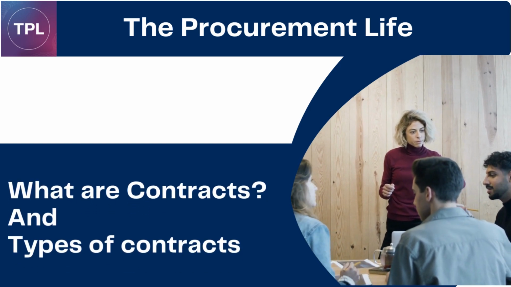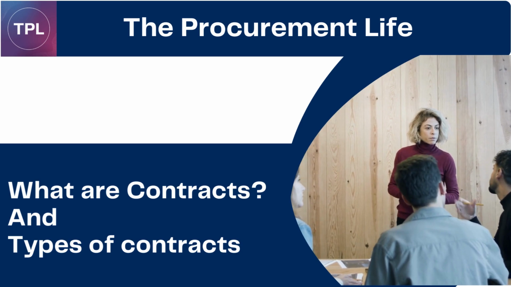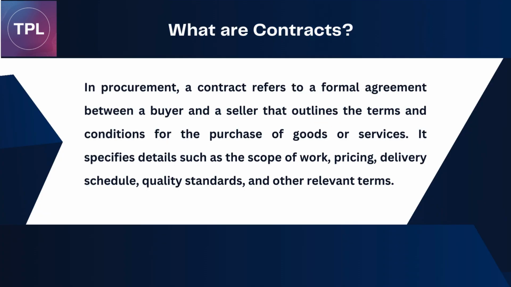Today, we're exploring what contracts are and the types of contracts. In procurement, a contract refers to a formal agreement between a buyer and a seller that outlines the terms and conditions for the purchase of goods or services. It specifies details such as the scope of work, pricing, delivery schedule, quality standards, and other relevant terms.